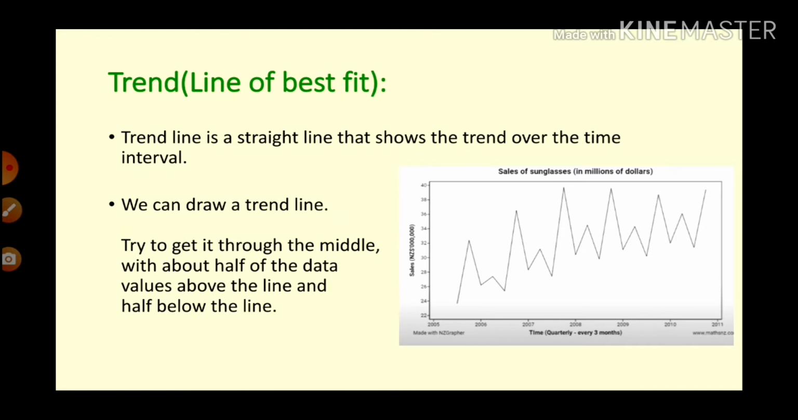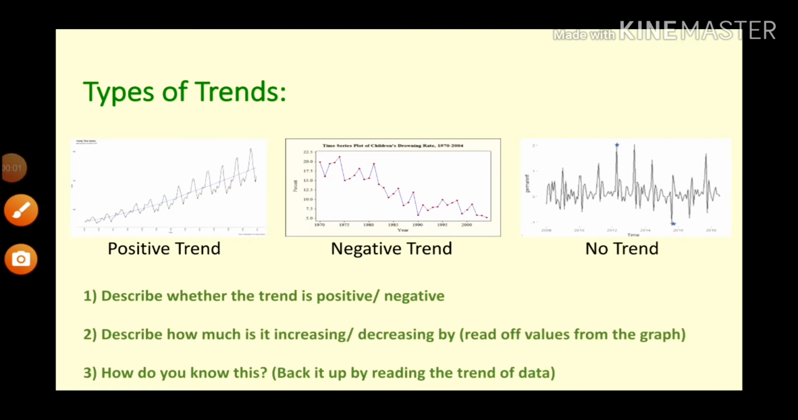For the line of best fit, how do we draw the line of best fit in the scatter plot? It was a straight line like this. And remember, half of the data should be above the trend line, and half of the data should be below the trend line, right? This is how you distinguish what type of trend you have.